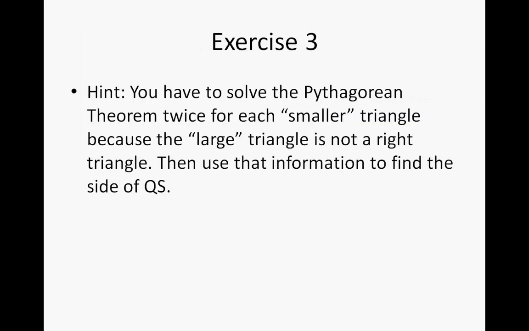Alright, for exercise 3, this is a little different. You're going to have to do some work based on what we just did in the proof. You have to solve the Pythagorean theorem twice for each smaller triangle, because the large triangle is not a right triangle. Then you're going to use that information to find the side of QS. So go ahead and try this and then continue the video to check your answer.